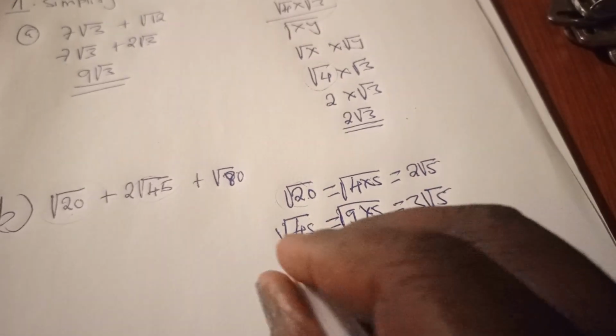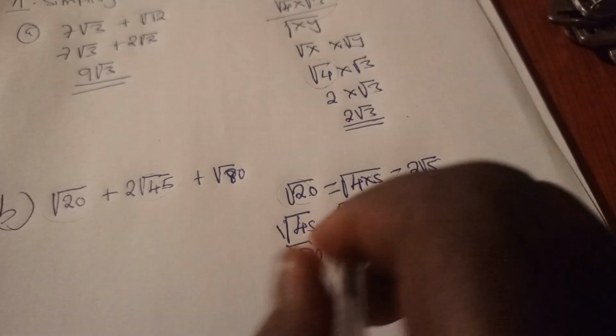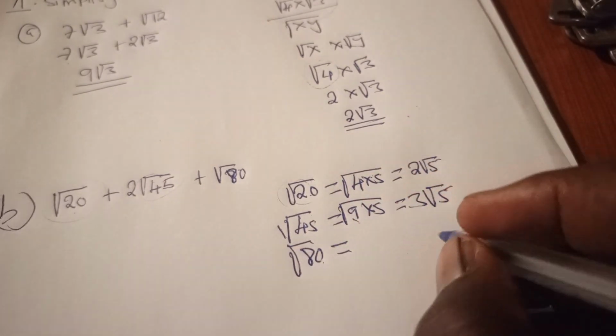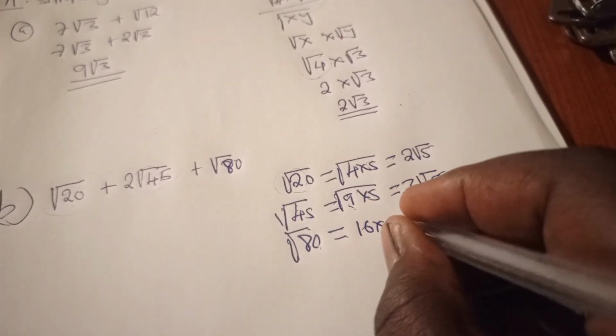Okay, then I'll come to the root of 80 again. Which two numbers can I multiply? For this one, if I want, I can just use 16. I can say 16 times 5.